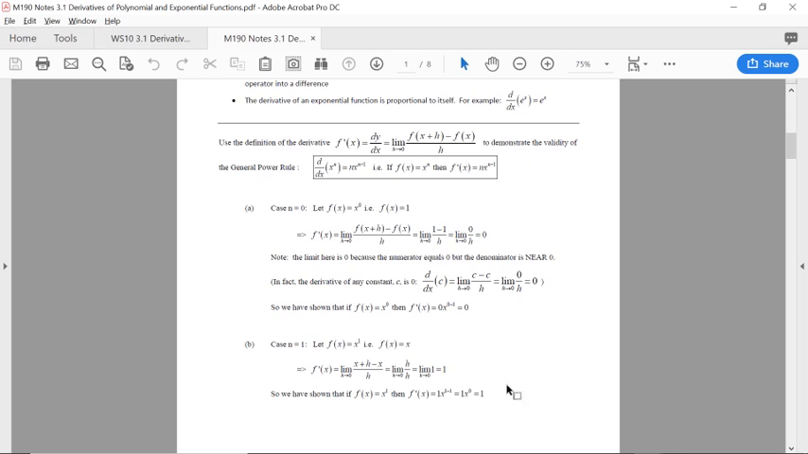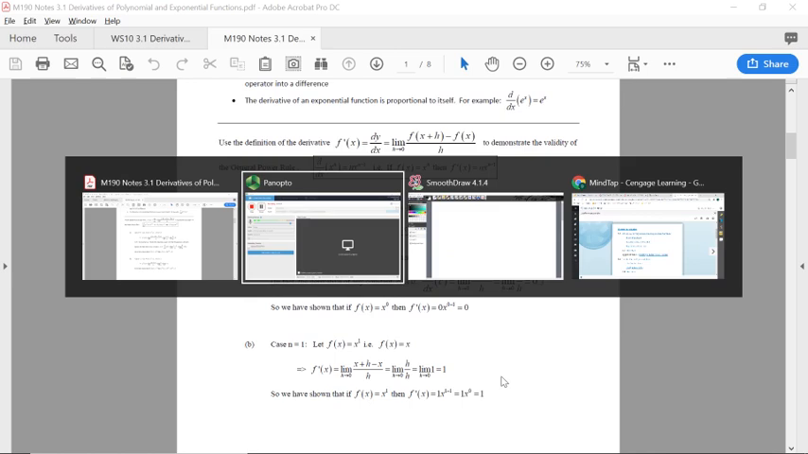Okay, now let's apply that to another linear function, or even linear functions in general.